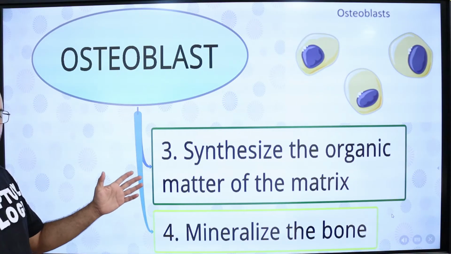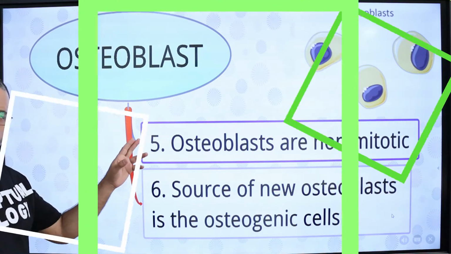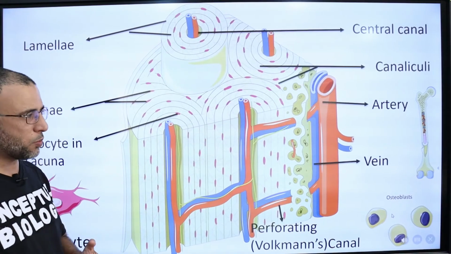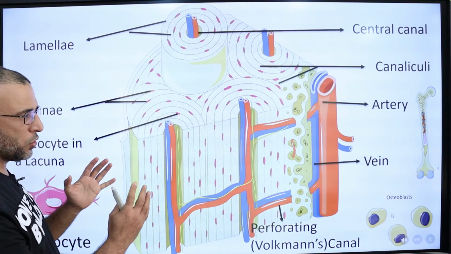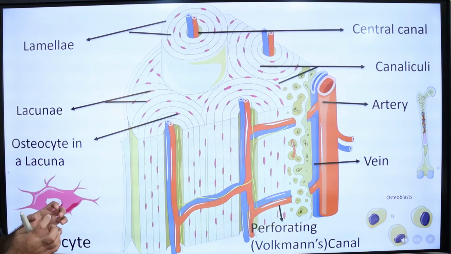Osteoblasts synthesize the organic matter of the matrix and mineralize the bone. Osteoblasts do not divide further, and the only source of new osteoblasts is osteogenic cells, which are stem cells. Osteoblasts are responsible for the formation of bone, and during bone formation, osteoblasts are trapped in the bone matrix and differentiate into osteocytes.